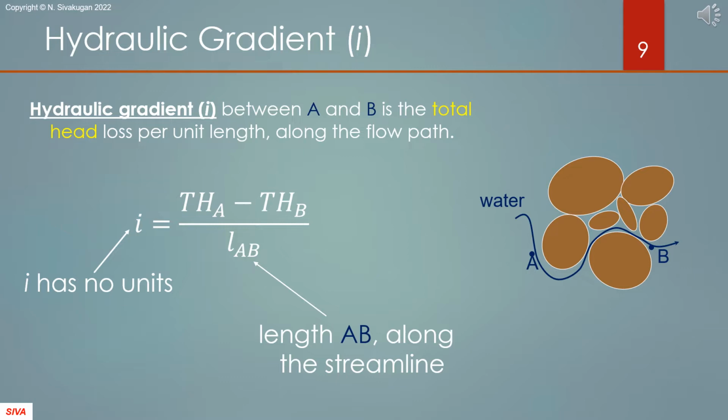The hydraulic gradient between A and B is the total head loss per unit length along the flow path. Thus, it is the total head loss from A to B divided by the flow path length AB. It is denoted by i. If i is 0.3, that means 0.3 meters of total head is lost along the flow path for every meter.